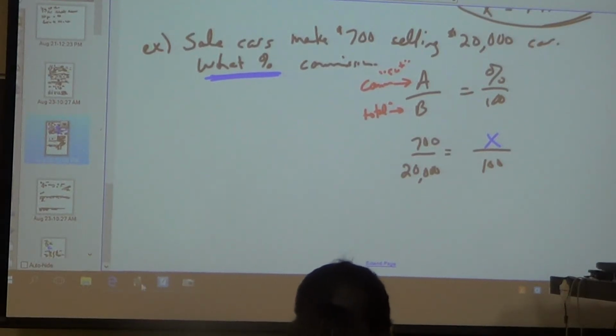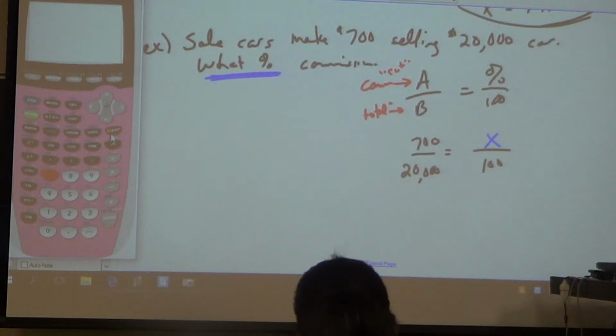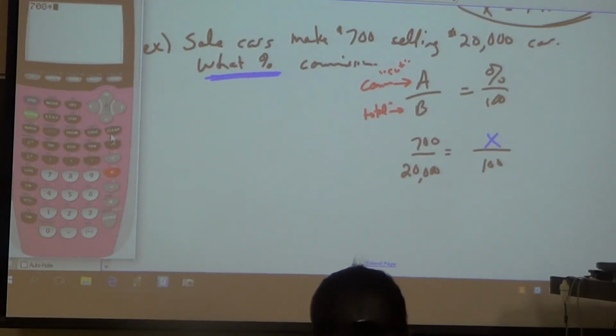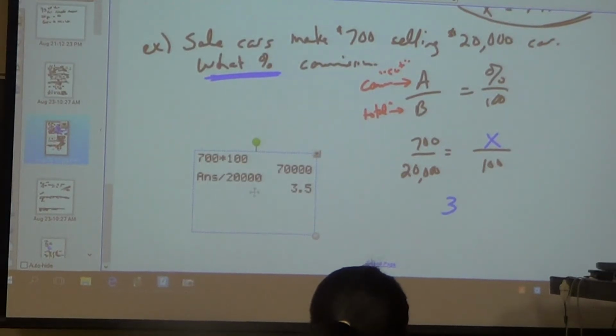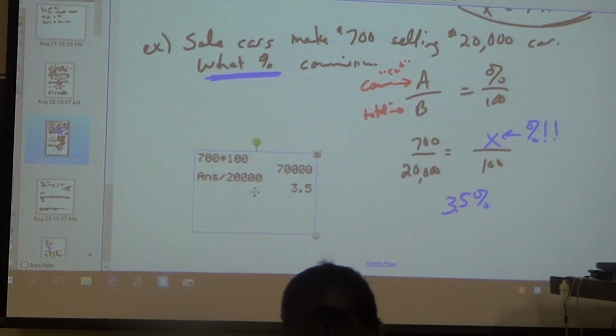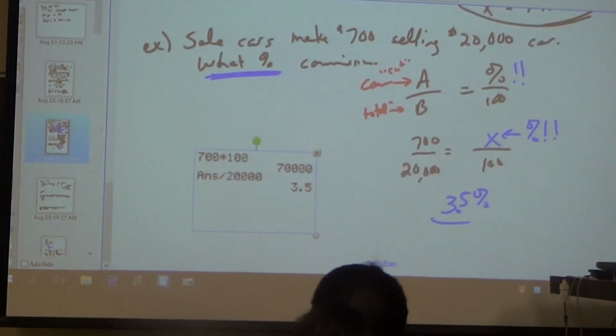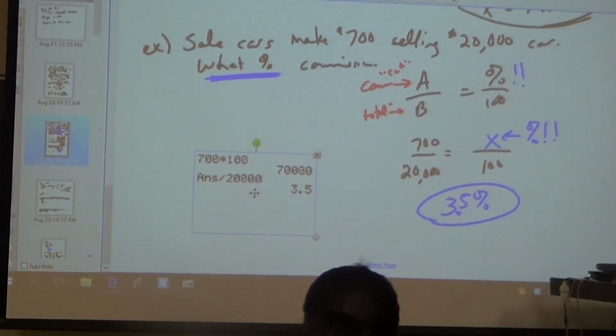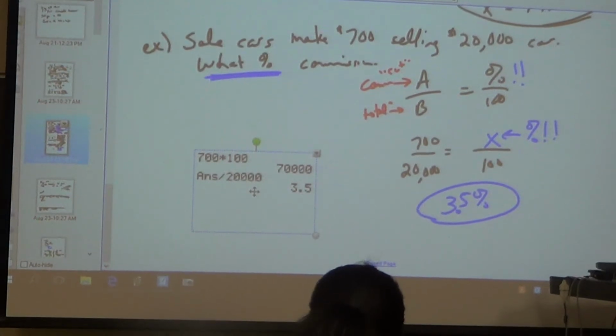So, I'm going to do 700 times 100 divided by 20,000. So, I'm making 3.5% of what I sell. And remember, I have to put my percent sign because I'm in the percent spot. So, I make 3.5% of everything I sell.